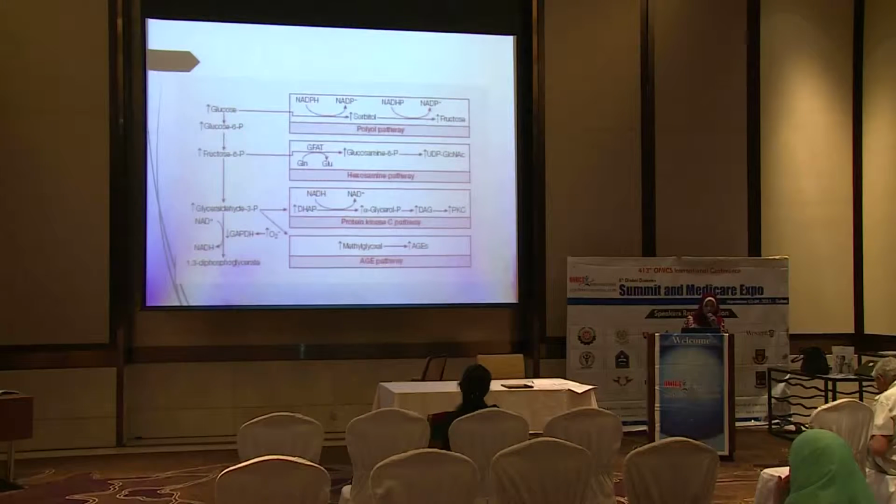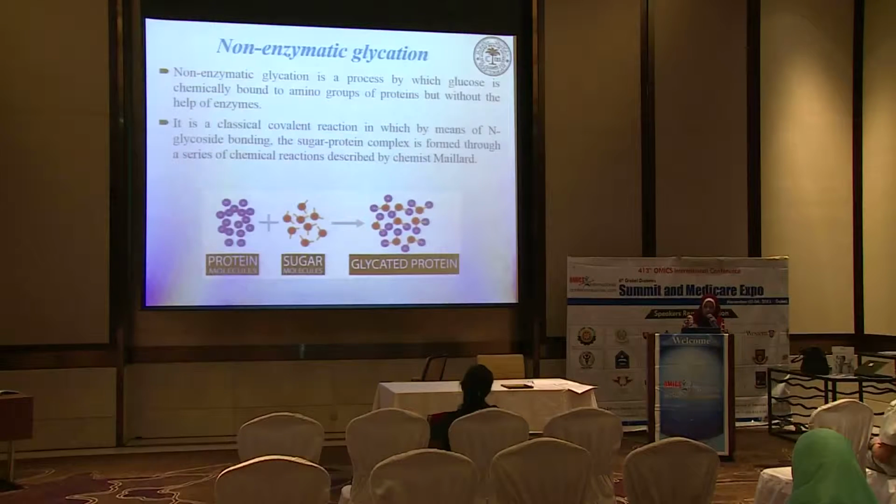And in diabetes, 4 pathways may be accelerated: the polyol pathway, hexosamine pathway, protein kinase C pathway, and AGEs pathway. My work is on the non-enzymatic glycation pathway, the AGEs pathway. Non-enzymatic glycation is basically a process in which glucose is chemically bound to the amino group of protein without the help of any enzyme. It is a classical covalent reaction in which, by means of N-glycoside bonding, the sugar-protein complex is formed, and through various chemical reactions, this was first described by Maillard. That's why it is also called the Maillard reaction and browning of protein.